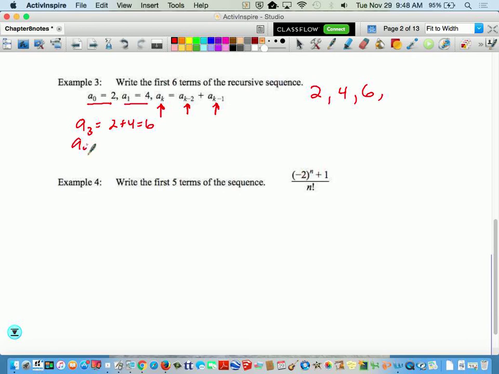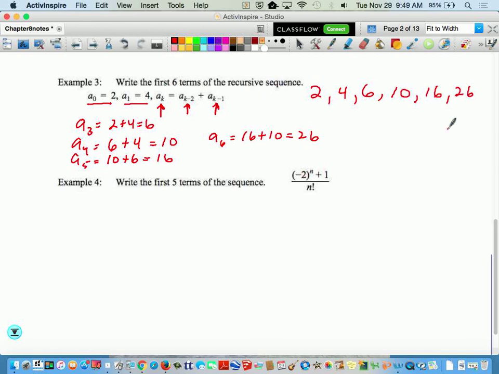Now to get my fourth term, I take the 6 plus the 4. I only go back 2 terms and I get 10. So there are the first 4. We're supposed to find the first 6. So a sub 5 is the 10 plus the 6, which is 16. And then the last term, a sub 6, is the 16 plus the 10, which is 26. 1, 2, 3, 4, 5, 6 terms. Don't do any more, don't do any less.